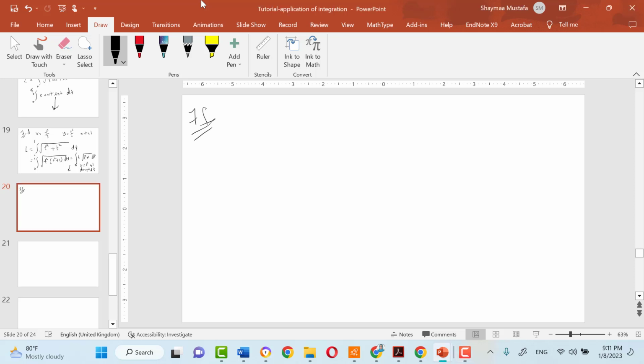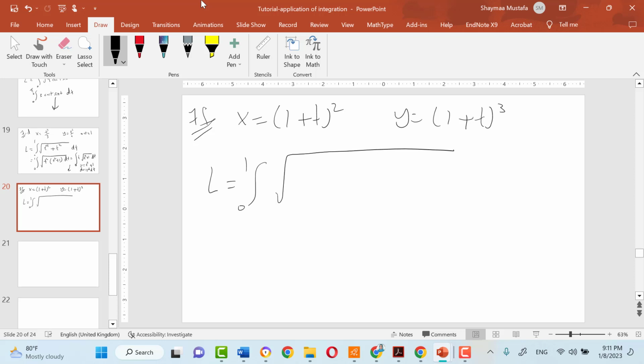You have x equal to 1 plus t square, y equal to 1 plus t cube. Then after you calculate the derivative, you have this integration from 0 to 1. The derivative of x squared, which is 4 (1 plus t square), and then after you calculate the derivative of y and square it, you have 9 (1 plus t square) dt.